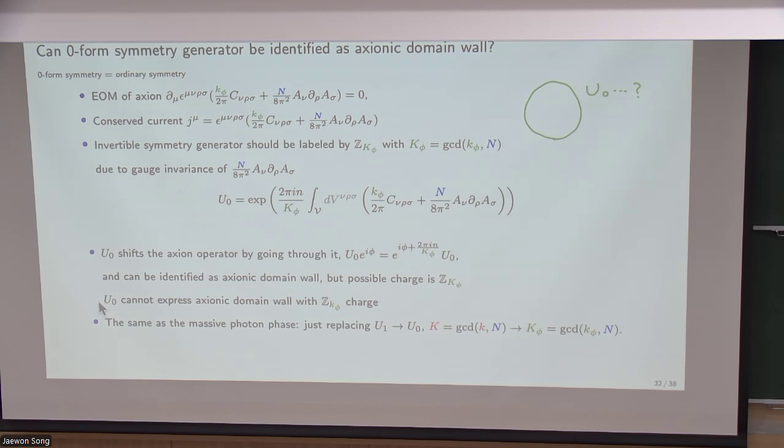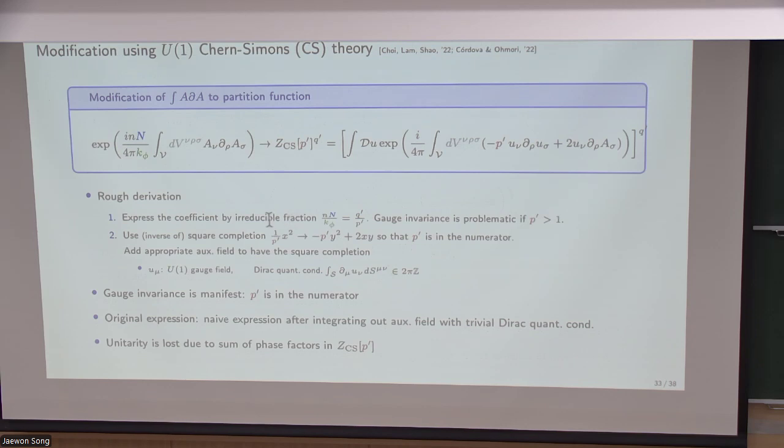So just replacing U1 by U0, and the greatest common divisor of the Higgs field and the axion photon coupling by the domain wall number and the axion photon coupling. So again, we can construct a zero-form symmetry generator with all domain wall charge at the expense of the invertibility. This can be done by using the modification using U1 Chern-Simons theory.